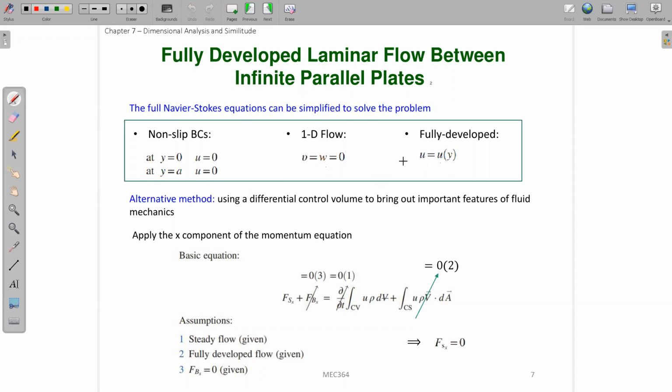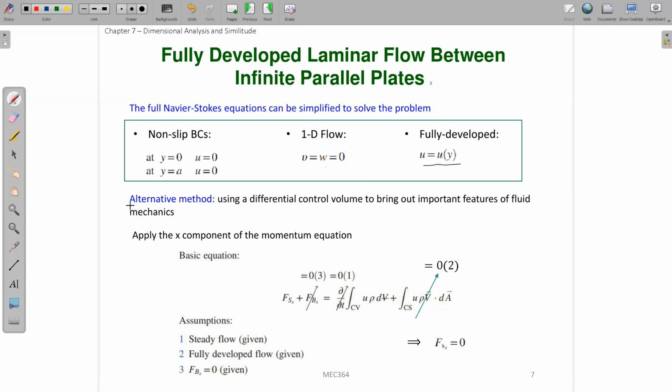Okay, so with all this, you can greatly simplify your Navier-Stokes equation, and with this boundary condition, you should be able to solve for the profile of u. You can find this function u as a function of y. Okay, and our textbook didn't use this method.